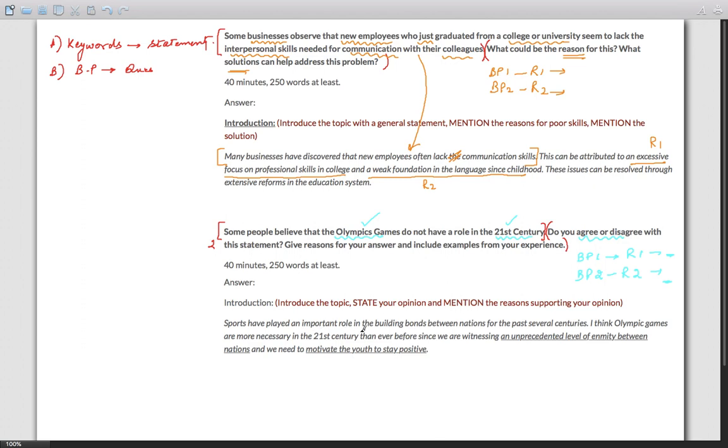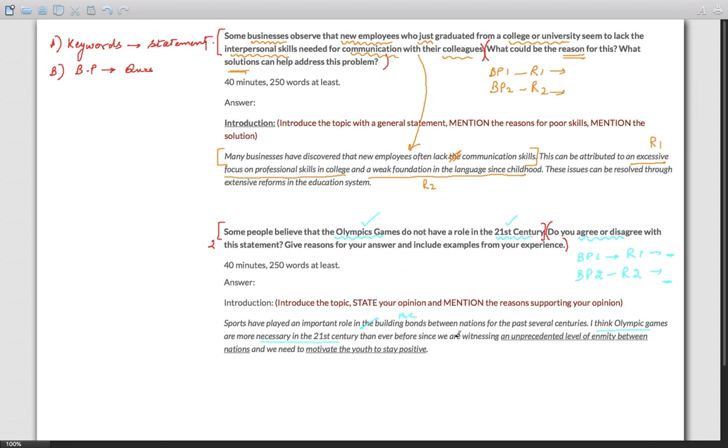Sports have played an important role in building the bonds between nations for the past several centuries. I think Olympic Games are more necessary in 21st century. So I have clearly mentioned my disagreement. I think Olympic Games are more necessary in 21st century than ever before. So I have stated my opinion.